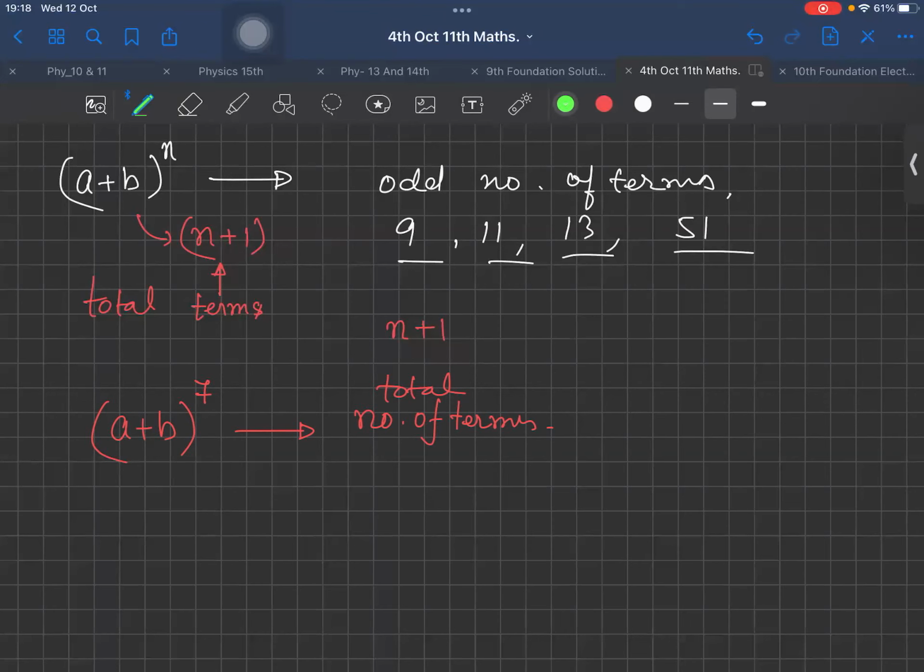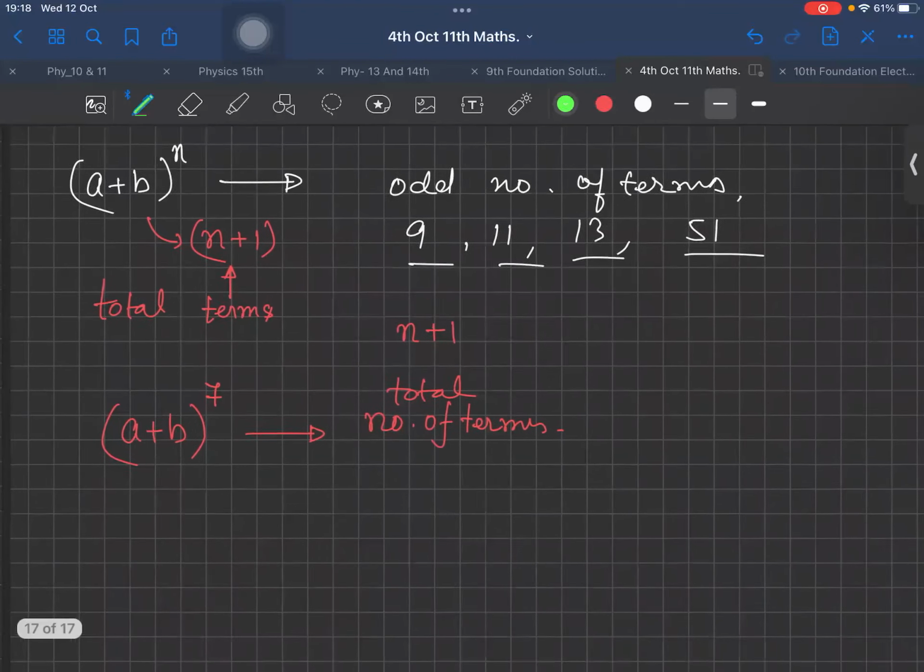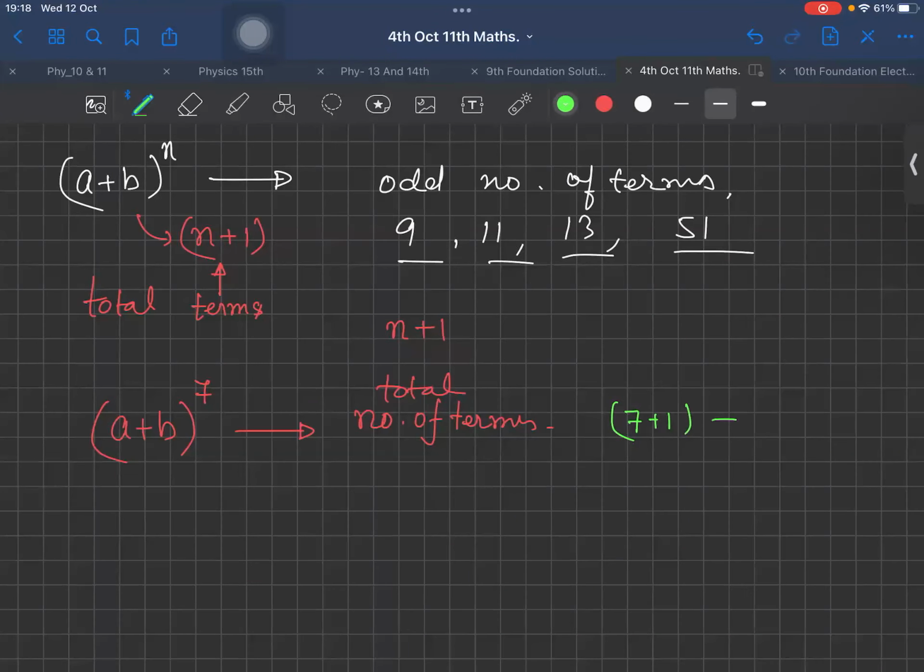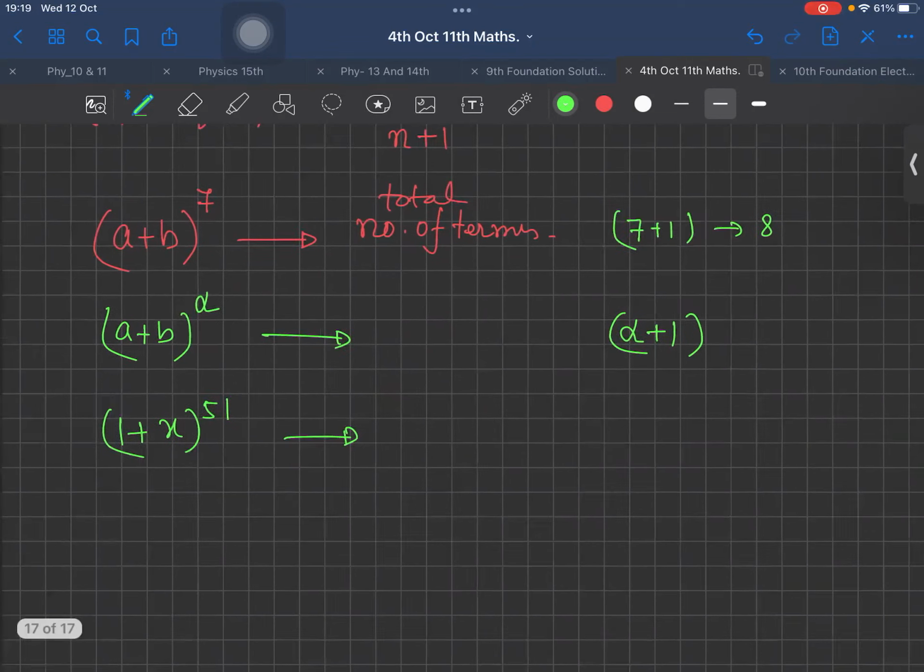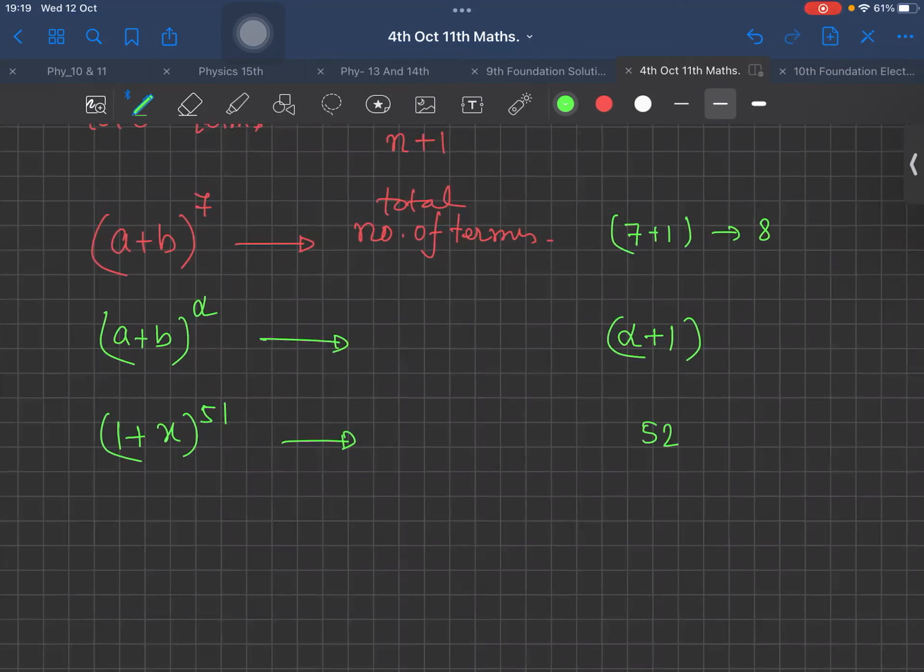Hari? 8. 8 it will contain. n plus 1, that is 7 plus 1, that is 8 terms. If (a plus b) to the power of, let's say, alpha, how many terms will it contain? Hari? Alpha plus 1, it will contain alpha plus 1. You just add 1. So if it has (1 plus x) to the power of 51, how many terms will it contain? 52, right? Total it will contain 52 terms.